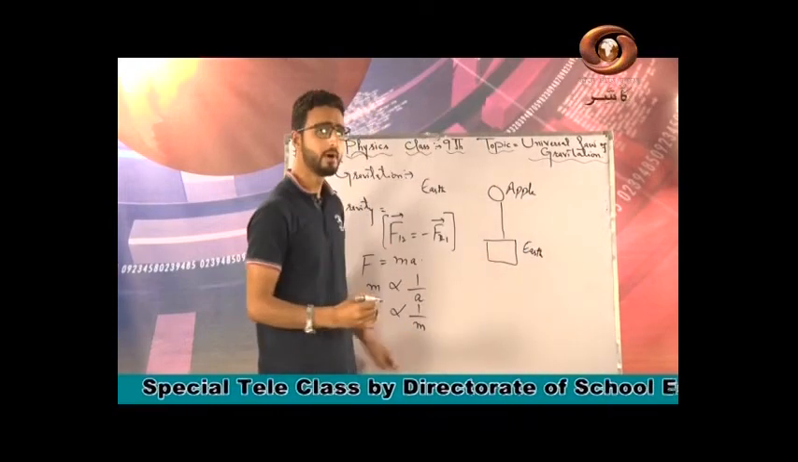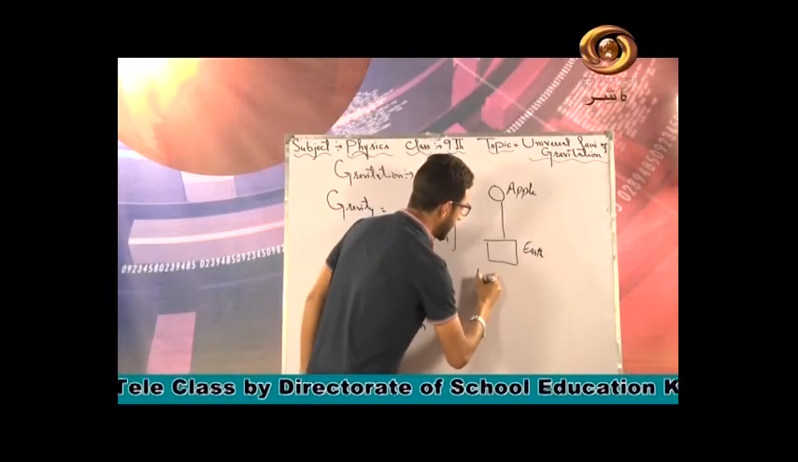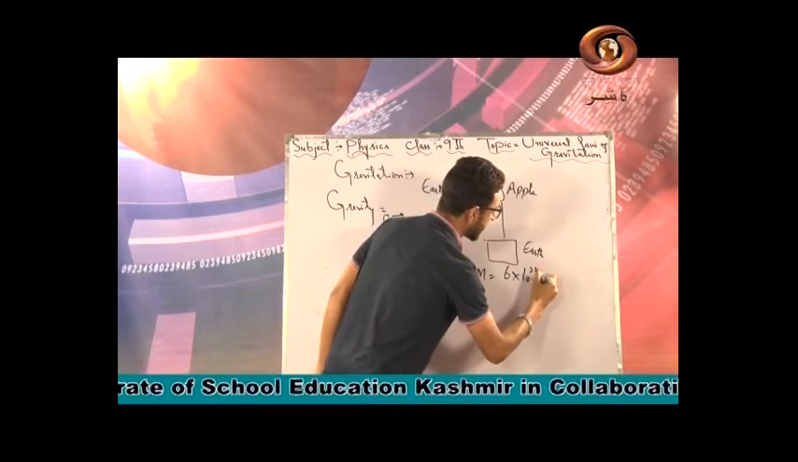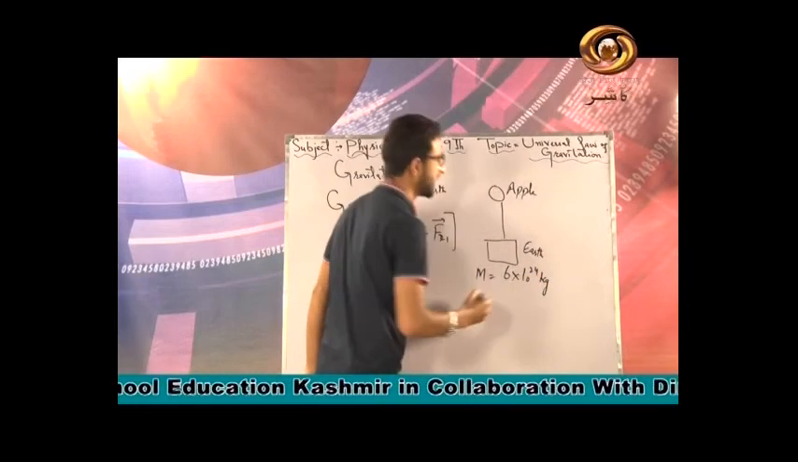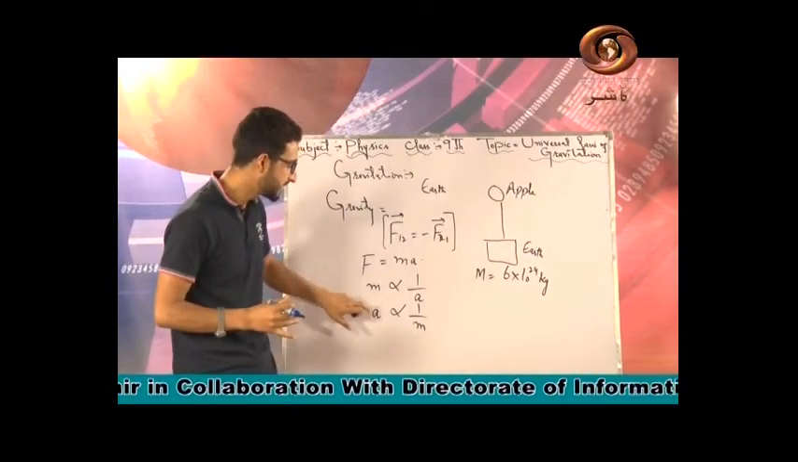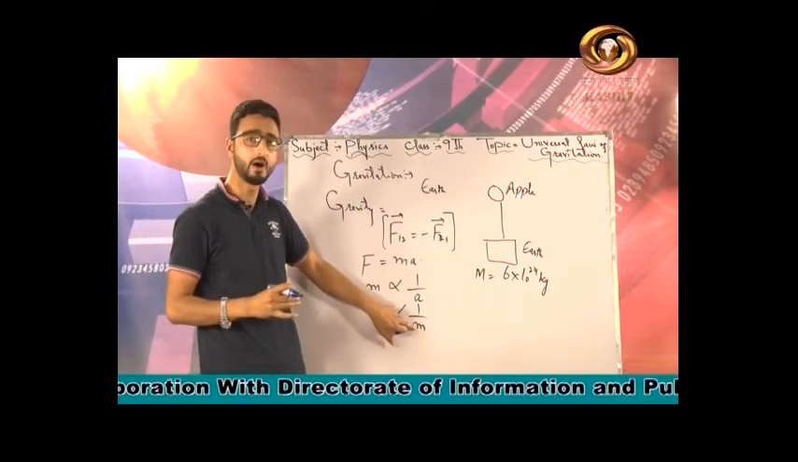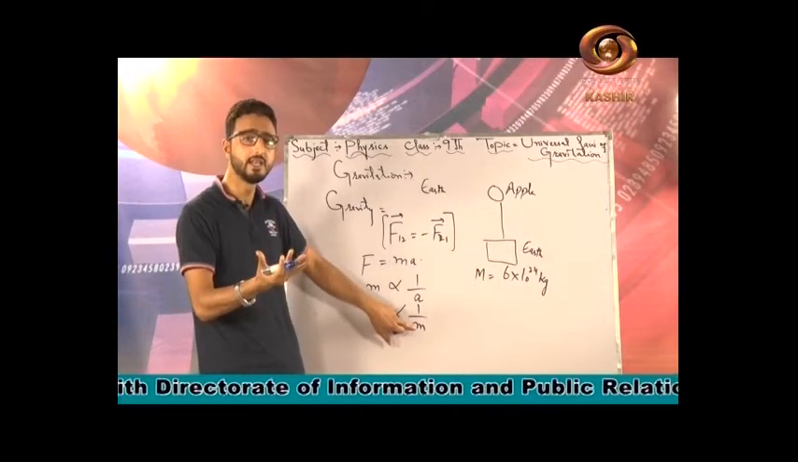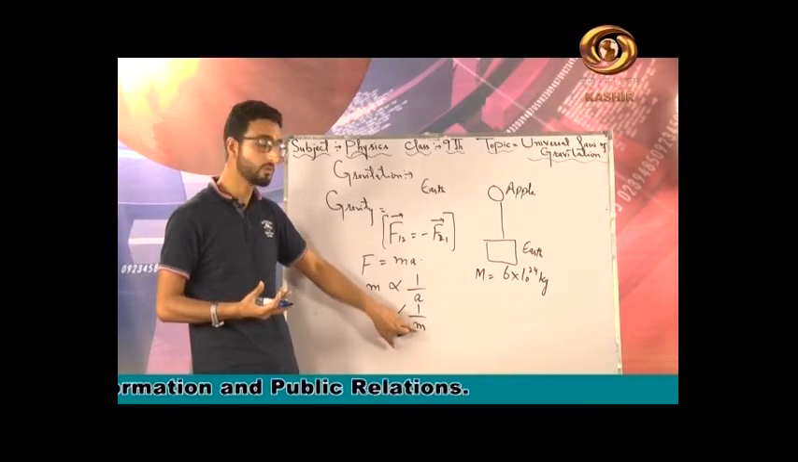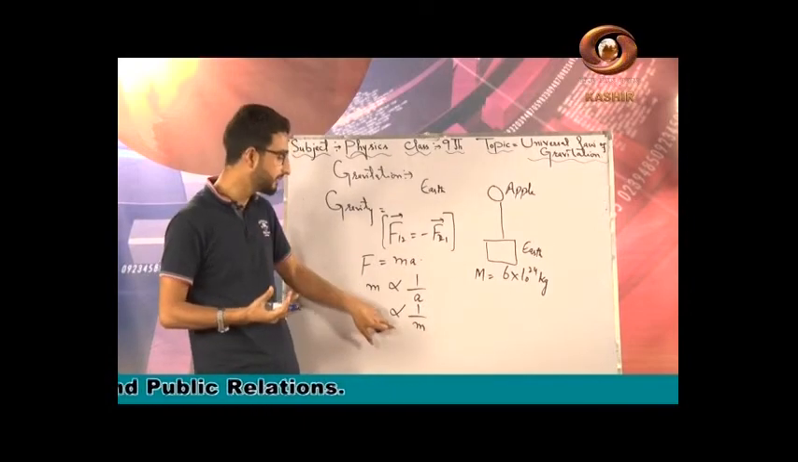Now, the mass of earth is very huge. It is of the order of 6 into 10 raised power 24 kg. और एप्पल का मास आपको पता है बहुत कम होता है. Now see, the relation between acceleration and mass, it is an inverse relation. Larger the mass, smaller will be the acceleration. Smaller the mass, greater will be the acceleration.